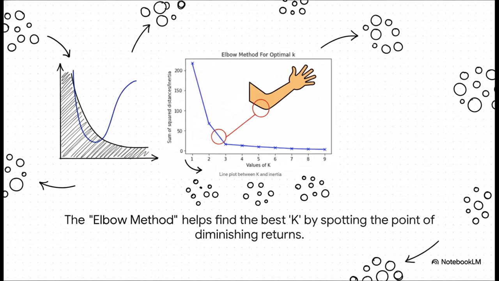Well, to figure this out, we can use a really cool trick called the elbow method. Basically, we run K-means a bunch of times with different Ks. K equals 1, K equals 2, K equals 3, and so on.